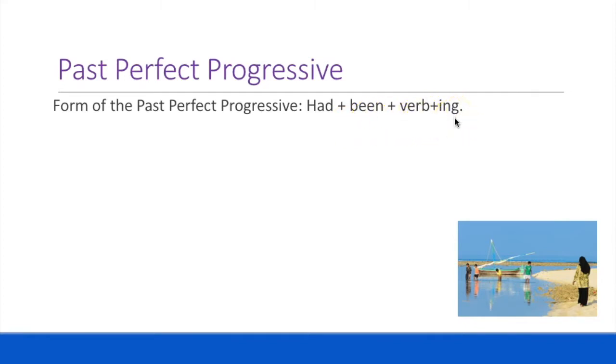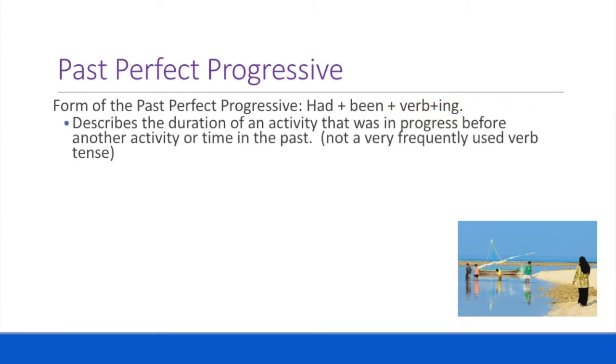So this is similar to the past perfect. We have had as the helping verb, but now we also have the be verb in the past participle form, and we have the verb with the ing ending to show that it's progressive or a continuing action.